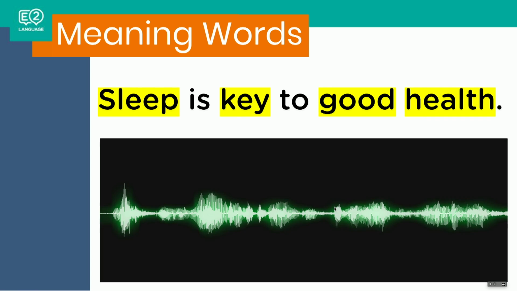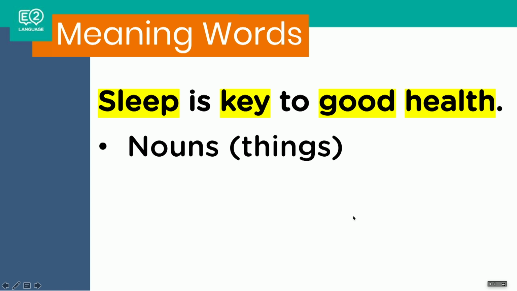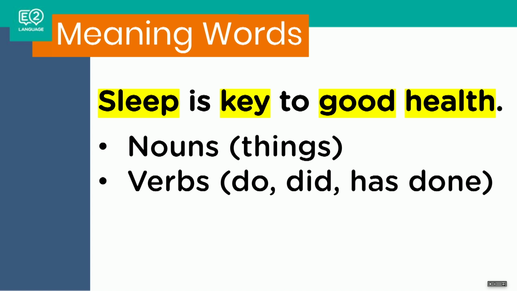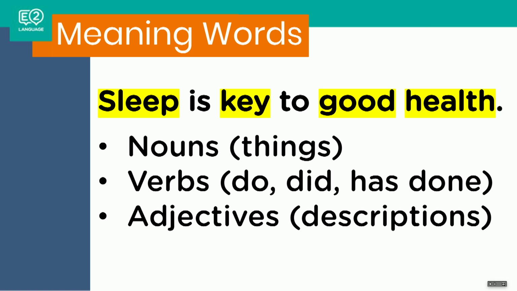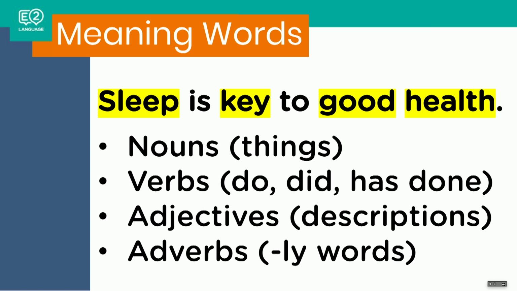So what is a meaning word? Well, a meaning word is a noun like sleep. Okay, things, tangible things you can see and hear and touch, and also intangible things that you can't, but things. They are emphasized, they are stressed. Meaningful verbs like do verbs, did verbs, and has done verbs, these require sentence stress. Adjectives, descriptions, good, they require word stress. And adverbs like ly, like quickly and quietly, these also require sentence stress.